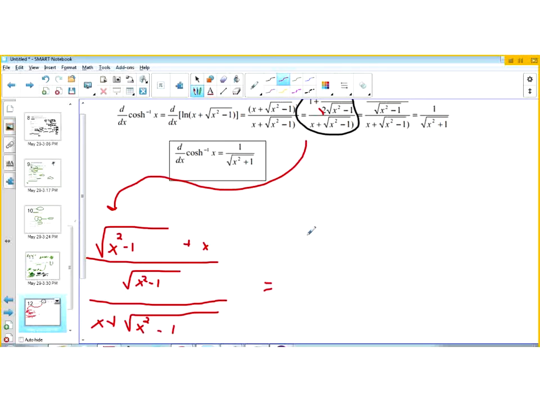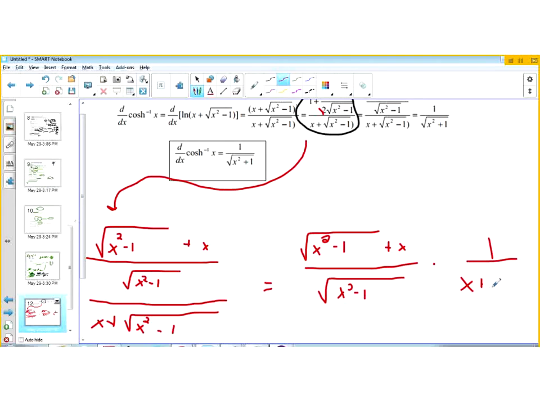Okay, so this is just equal to x squared minus 1 plus x. It's too simple. That was the problem. Divided by x squared minus 1. And if I do this, I multiply by the denominator, 1 over the, which is this.